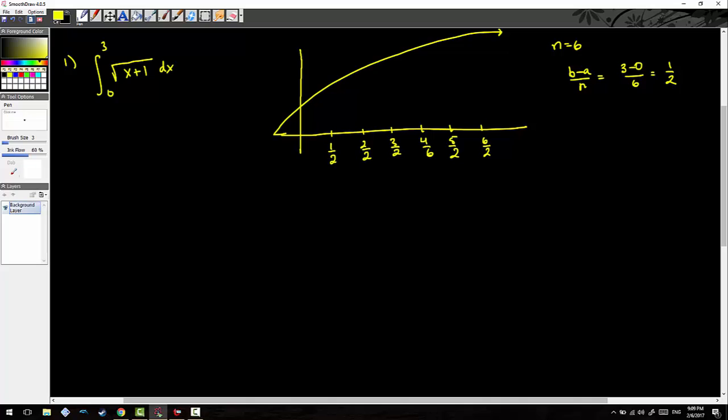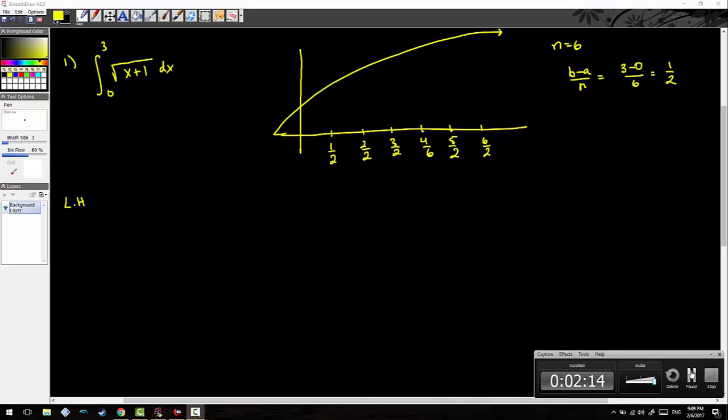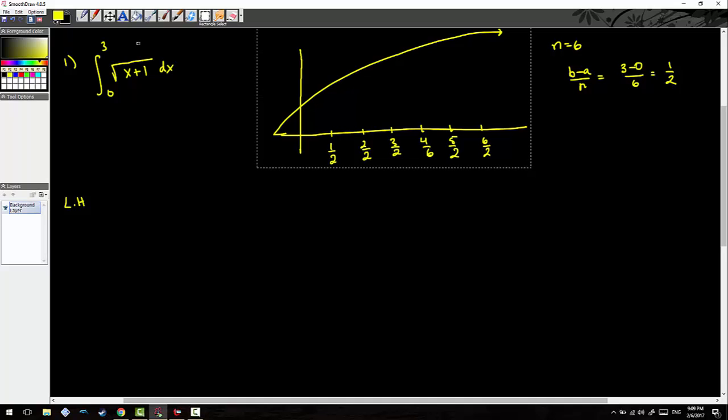So a lot of this is going to be setting it up. The hardest thing to do is finding the spacing, but as long as you follow this b minus a over n, you'll pretty much be able to get all of them. And so let's take a look at the left-hand rule, right-hand rule, and midpoint for this problem here. So if I look at the left hand, and actually before I do that, let me pause real quick. Alright, sorry, I had to copy that image because we're going to be graphing this multiple times.